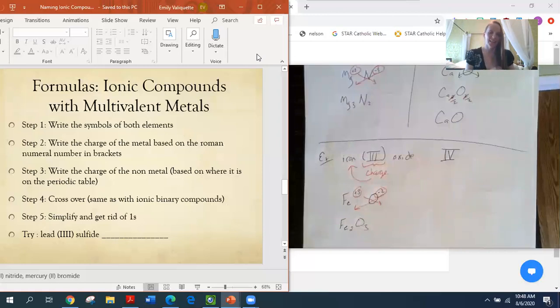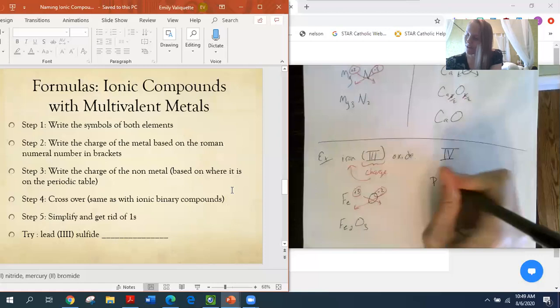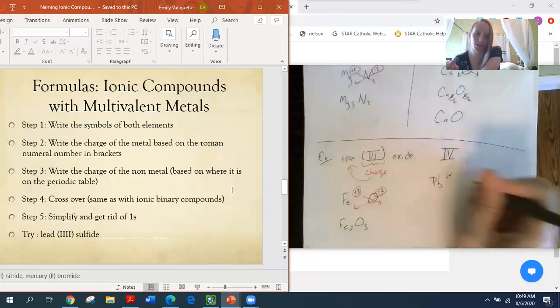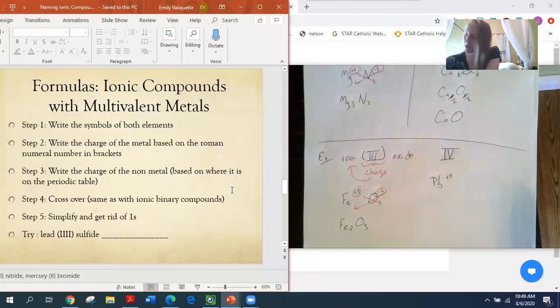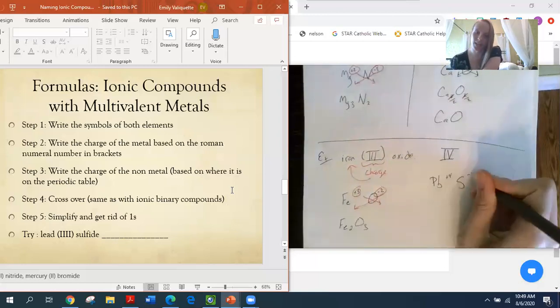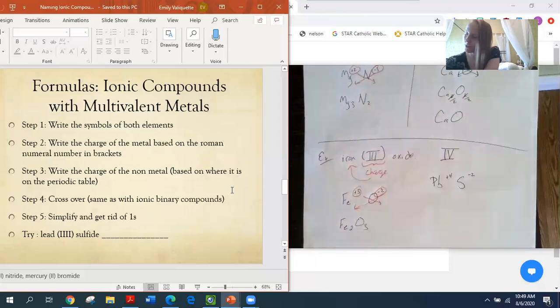So with that said, lead 4 sulfide, figure out how you would write that as a formula. Pause here, come back for the answer. So the correct answer would be that you would have lead, which is Pb. It would have a charge of +4. Metals charges are always positive. Sulfur, just because of where it is on the periodic table, has a charge of -2.